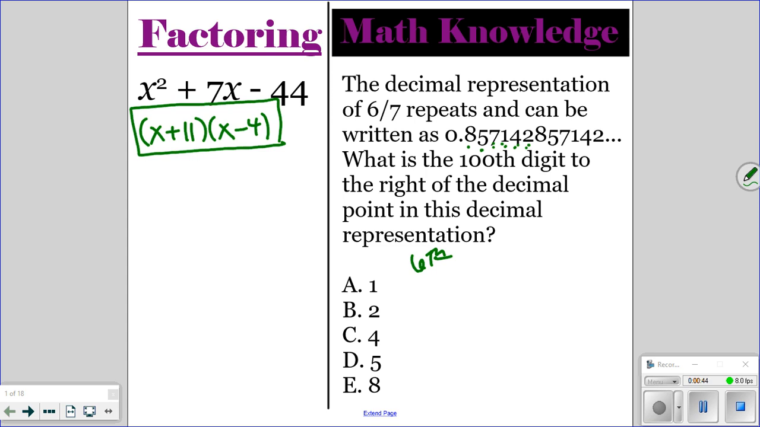So if I do 100 divided by 6, I get like 16 point something. So 16 times 6 is 96. So that means that the 96th digit is a 2, because that would be 16 sets of this string of 6 numbers. So then 97, 98, 99, and 100. The 100th digit would be a 1. So hopefully you didn't write out 100 digits, or you found a pattern to be able to do it.